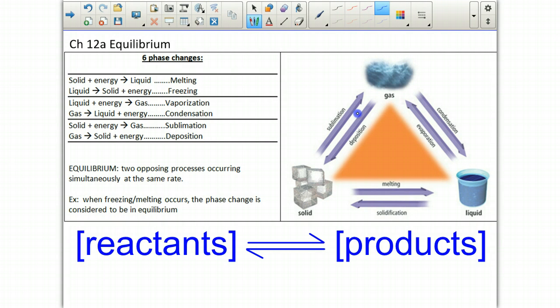And then here is showing you the different phases paired off. And that's because these phases can exist in equilibrium with one another. So melting and freezing are occurring simultaneously depending on whether or not it's being heated or being cooled. Condensation and evaporation can happen simultaneously depending on if it's being heated or being cooled. So equilibrium is going to be two opposing or opposite processes that occur at the same time at the same rate. For example, when freezing and melting occur, the phase change is considered to be in equilibrium.